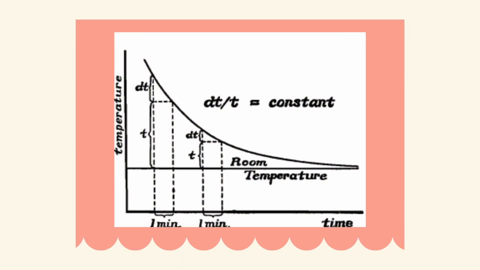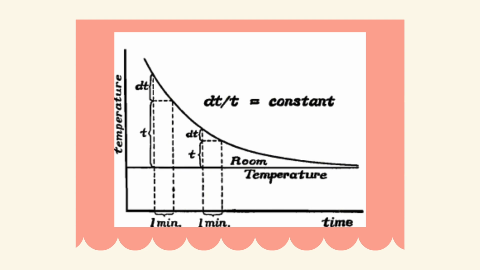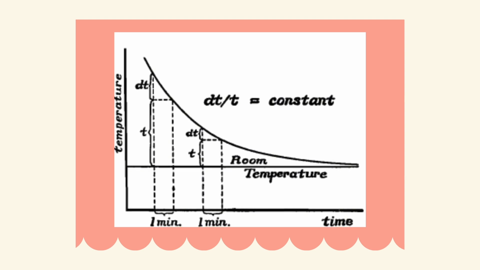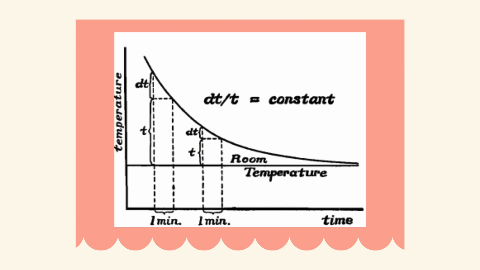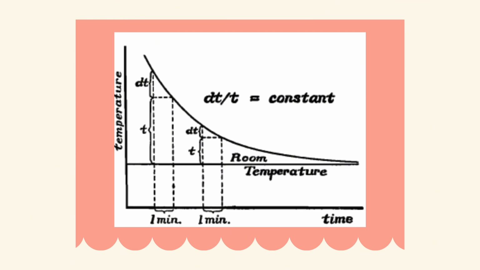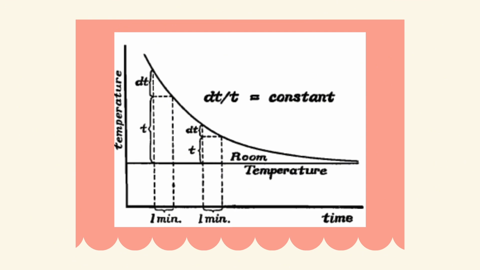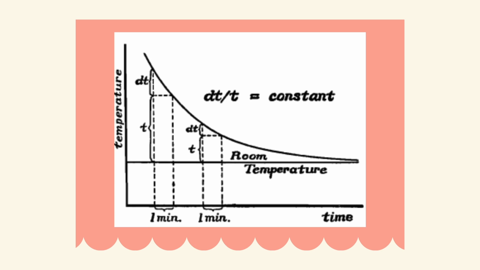When we plot the temperature against time, we see that initially the temperature drops quickly but then slows down as it approaches the ambient temperature. This is what we call exponential decay.